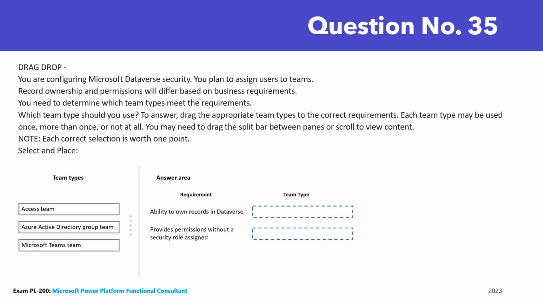You are configuring Microsoft Dataverse security. You plan to assign users to teams. Record ownership and permissions will differ based on business requirements. You need to determine which team types meet the requirements. Which team type should you use? To answer, drag the appropriate team types to the correct requirements. Each team type may be used once, more than once, or not at all. You may need to drag the split bar between panes or scroll to view content. Note, each correct selection is worth 1 point. Select and place. Correct answers. Ability to own records in Dataverse: team type Microsoft Teams team. Provides permissions without a security role assigned: team type access team.